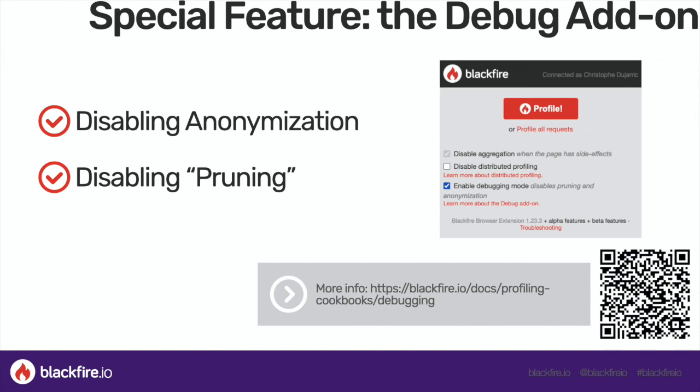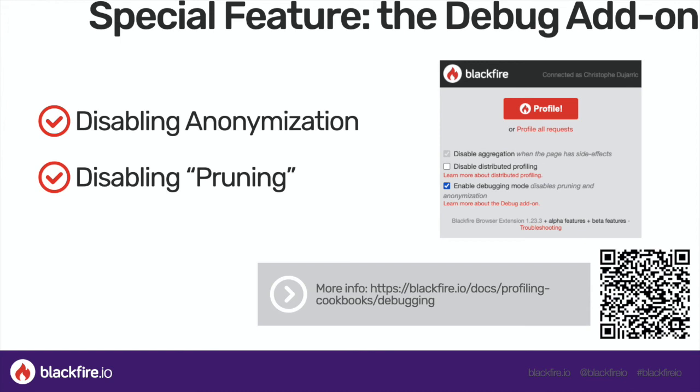So this is why we developed a special feature. We call it the debug add-on, which enables you to disable the anonymization. It is really done ad hoc, just for given requests where you say, okay, for this one time, I want to disable the anonymization, which of course avoids, inadvertently, having some end user data sent to our servers. At the same time, this feature also disables the pruning.